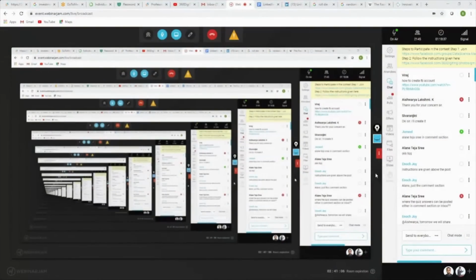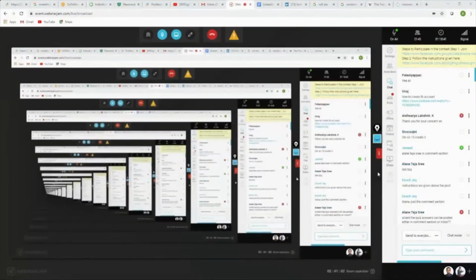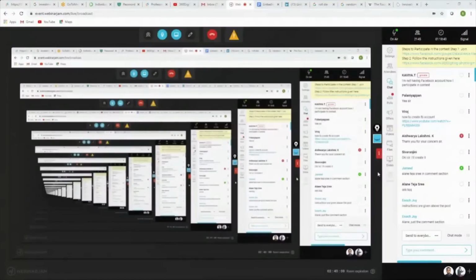Okay, how to create a Facebook account? It's pretty simple. It's given there. So just create. It's like creating your Gmail account. Yeah, Kavya, you have to create a Facebook account. Please do that. And then just follow the process.